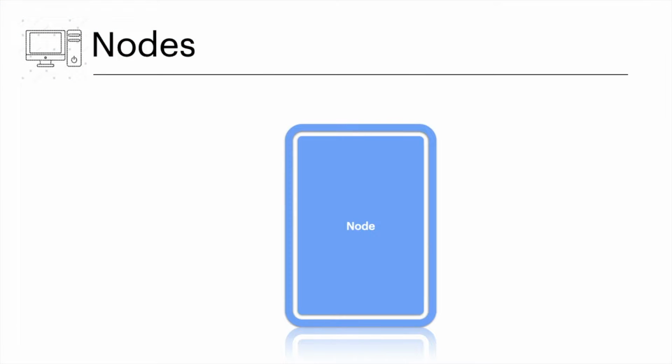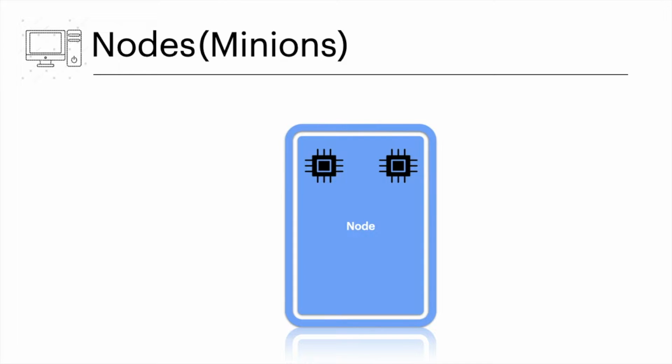So let's start with nodes. A node is a machine, physical or virtual, on which Kubernetes is installed. A node is a worker machine, and this is where containers will be launched by Kubernetes. It was also known as minions in the past. So you might hear these terms used interchangeably.